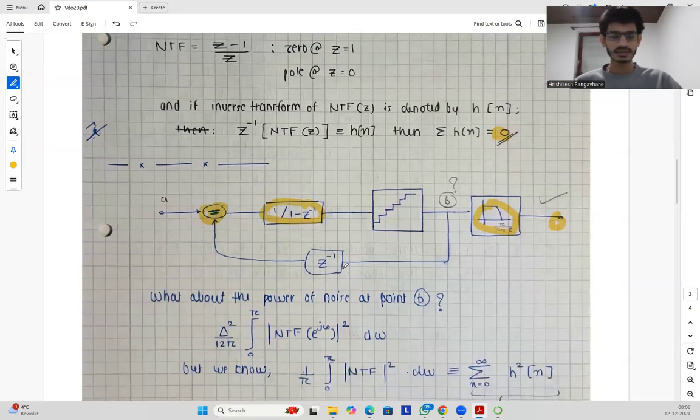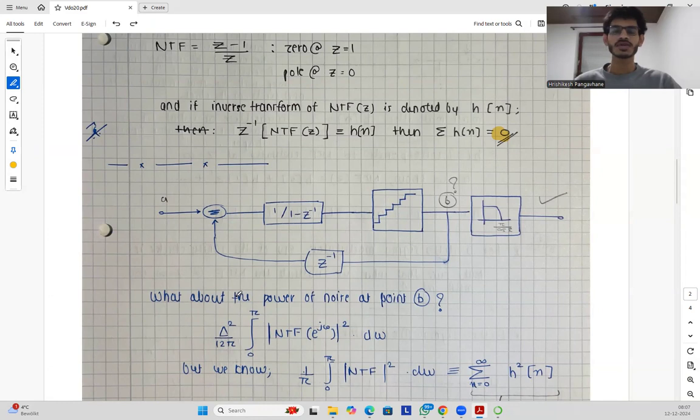So then let's talk about the power of the noise. At A, or maybe at the input, we have the power of noise, which is spread evenly throughout the broadband, all the bins, or throughout fs by 2.